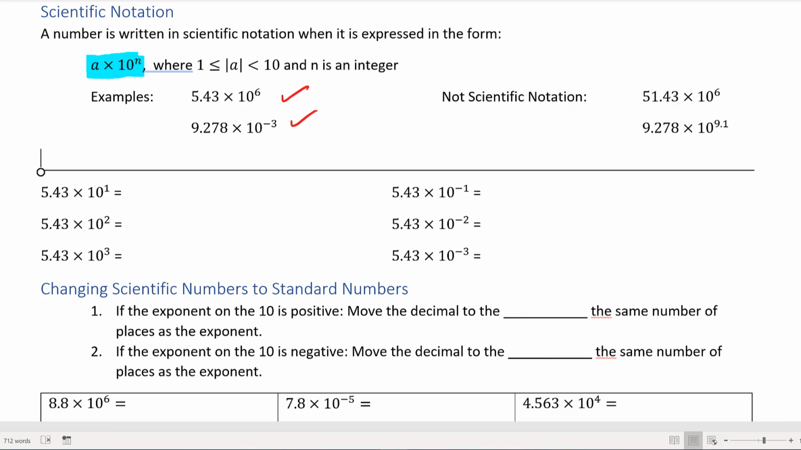Here are some that are not good examples of scientific notation. 51.43 times 10 to the 6 is not, because 51 is too big. I could rewrite this as 5.143, because this is too big, times 10 to the 7. This would be correct, but the one with 51 would not be correct. And then our last non-example would be 9.278 times 10 to the 9.1. 9.1 is not okay because it's not an integer, meaning a positive or negative whole number. So this is not an example.